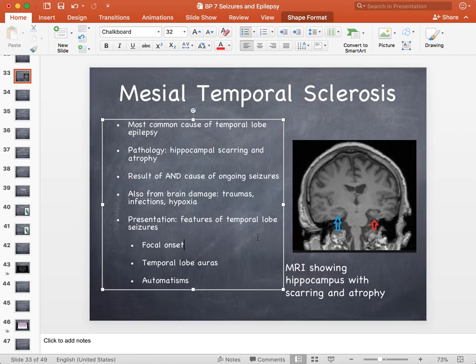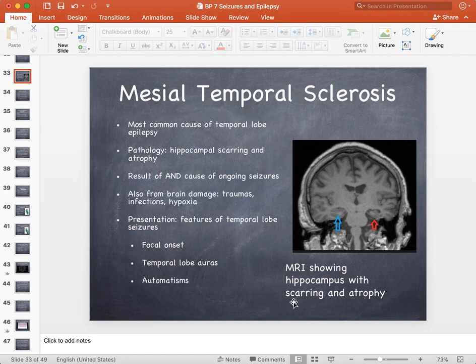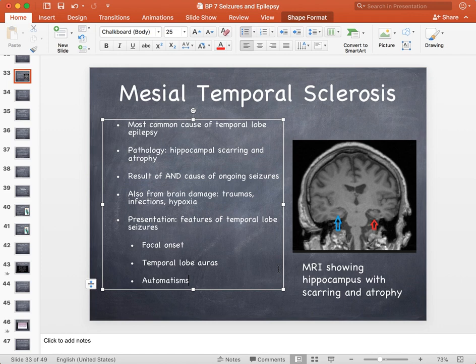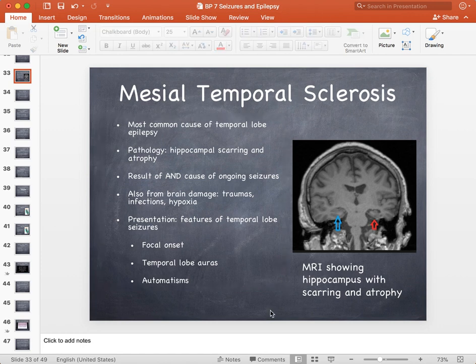Not at all. So essentially you have scarring and atrophy of the hippocampus. And a scar in the brain doesn't like that. Okay? It is unfortunate that this can both be a result of or essentially the original cause of ongoing seizures. So you have a bunch of seizures, it can essentially destroy and scar up this area of the hippocampus, and that can cause more seizures.